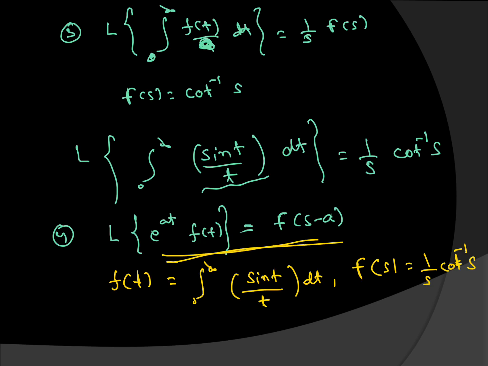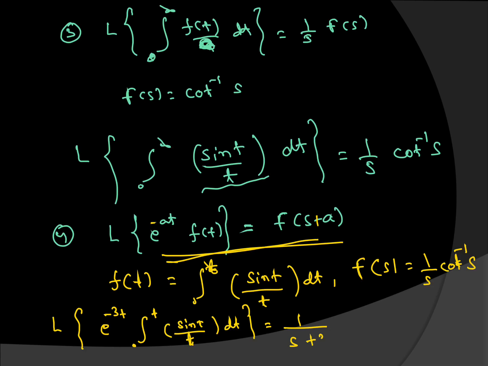Finally, in case of positive a you will get F of s minus a, but in case of negative a you will get F of s plus a. So here a is minus 3, you will get F of s plus a. So F of s is 1 by s plus 3, cot inverse of s plus 3. This is your final answer.